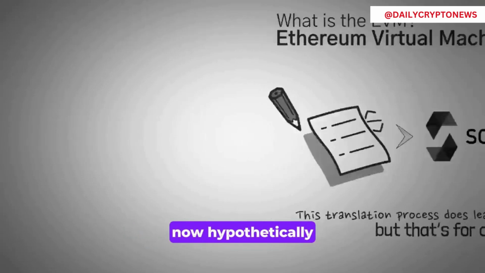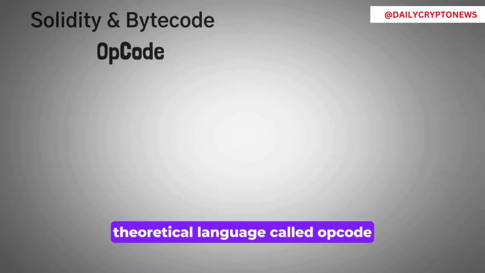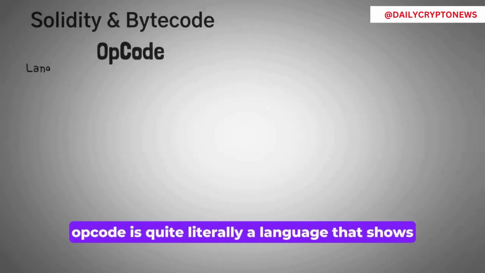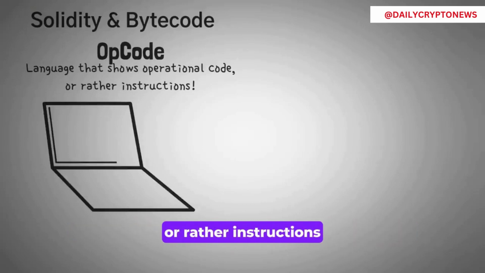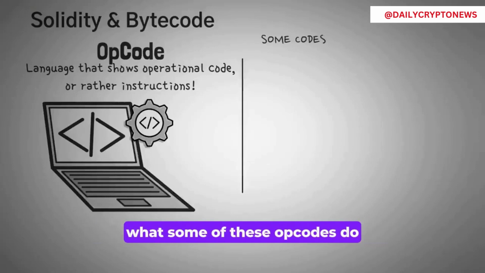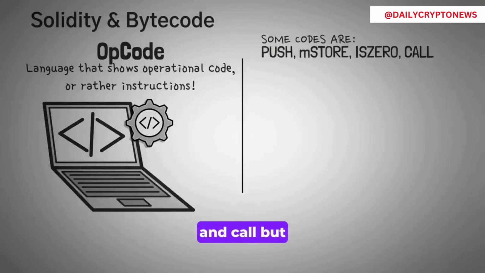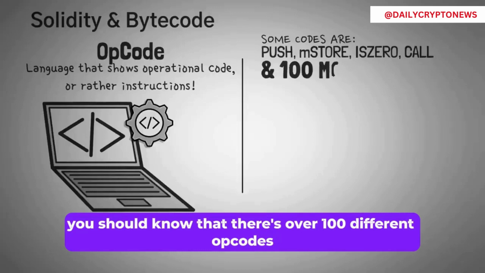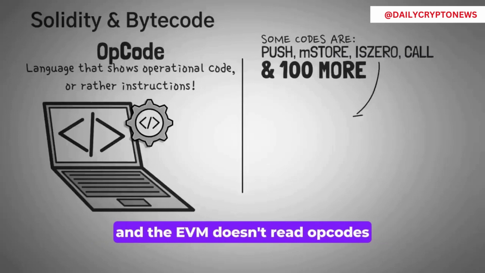Now, hypothetically, in between Solidity and bytecode, there's a middle theoretical language called opcode. Opcode is quite literally a language that shows operational code, or rather instructions, the instructions that the EVM must take to perform a smart contract transaction. You might recognize or be able to predict what some of these opcodes do, for example, PUSH, MSTORE, ISZERO, and CALL. But you should know that there's over 100 different opcodes. I called this a theoretical middle language because most people don't write opcode, and the EVM doesn't read opcodes.